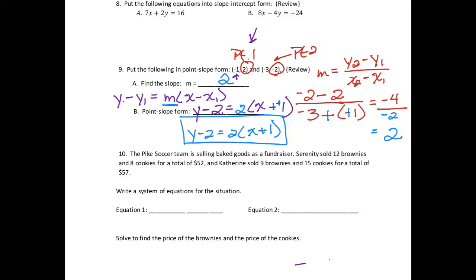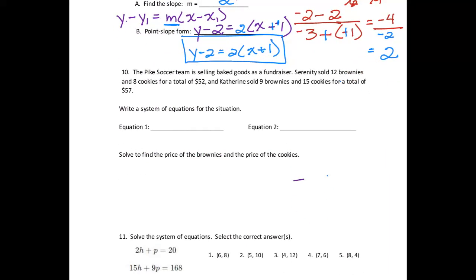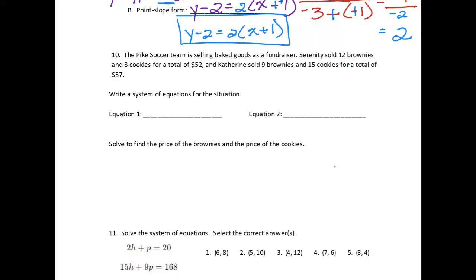All right, so the Pike soccer team is selling baked goods as a fundraiser. Serenity sold 12 brownies and 8 cookies for a total of $52. Catherine sold 9 brownies and 15 cookies for a total of $57. Write a system of equations for the situation. And then we have to solve.